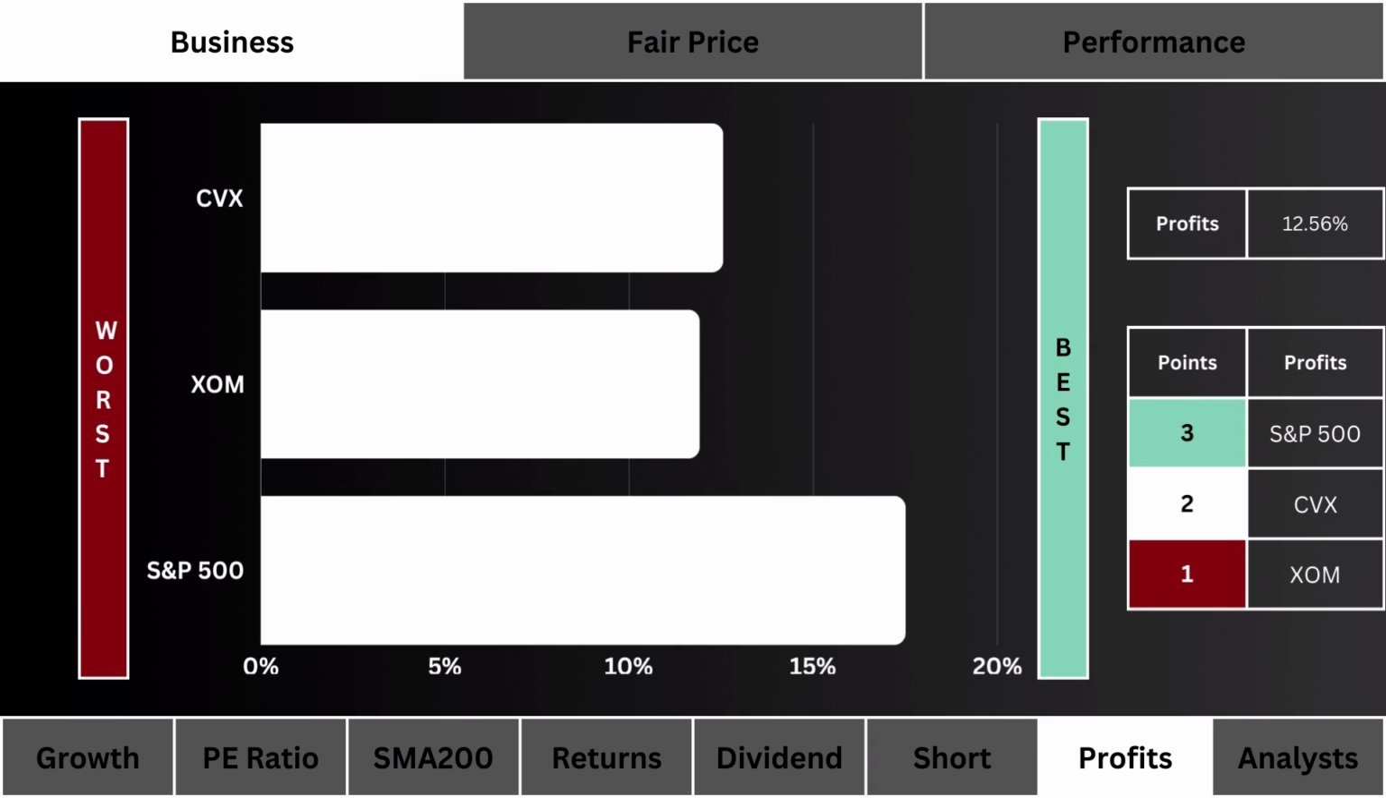Let's then look at profit margins. Which stock generates the most profits from its business? More points are given to the more profitable stock.